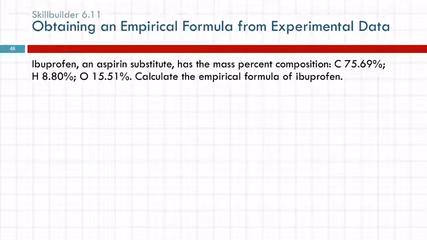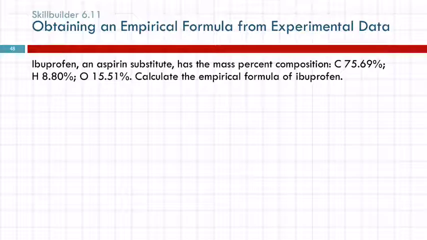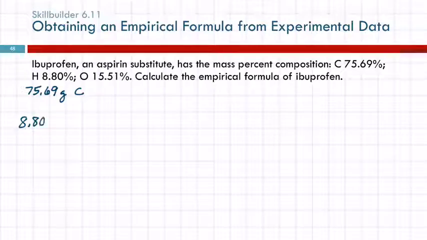So for the carbon, I've got, I got to pick a marker first. 75.69 grams of carbon. For the hydrogen, that would be 8.880 grams of hydrogen. And for the oxygen, it would be 15.51 grams of oxygen.